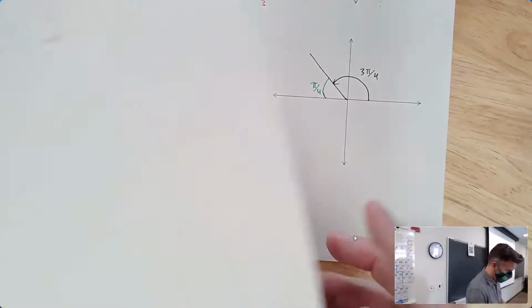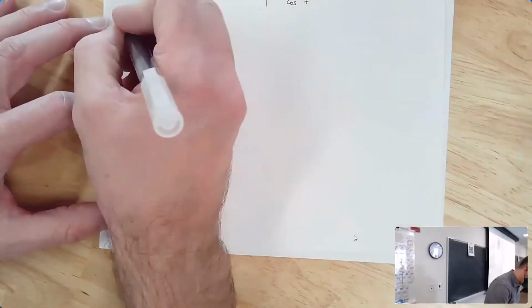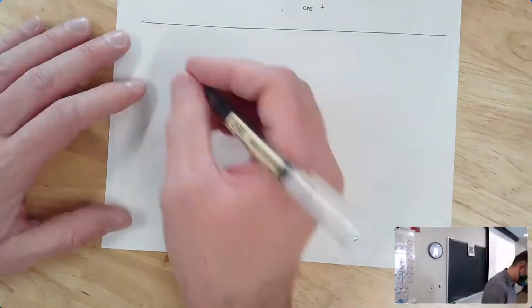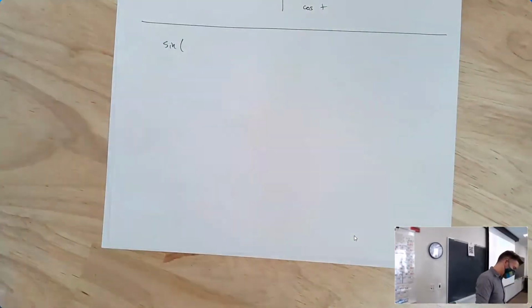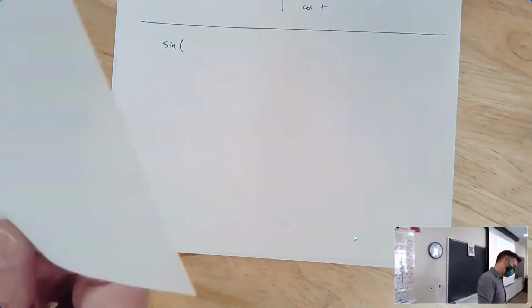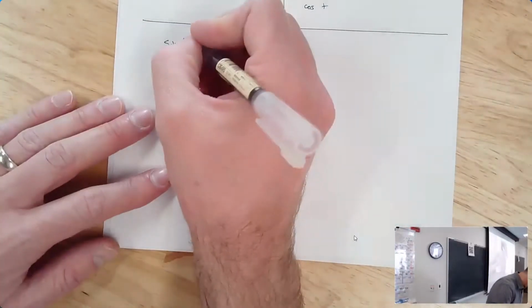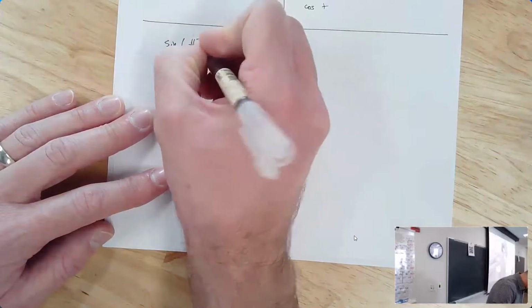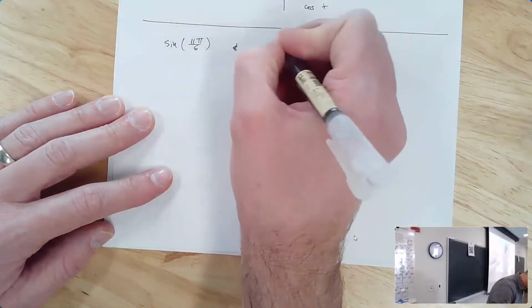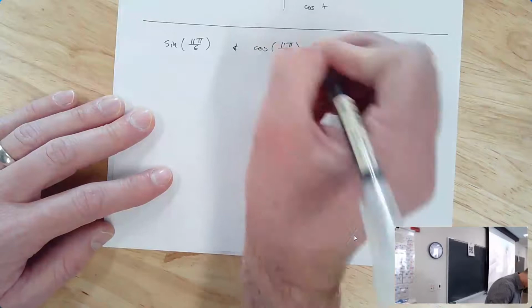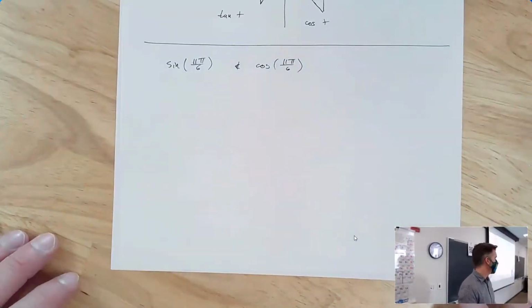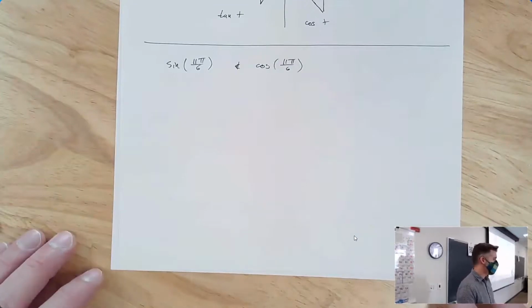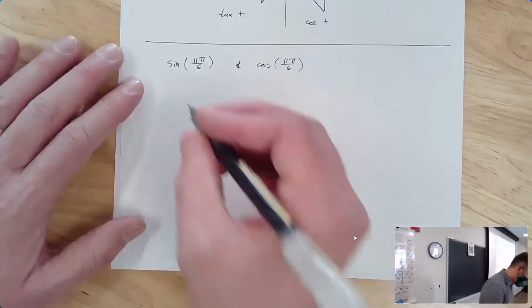Let's do another one. Let's do sine of 11 pi over 6 and cosine of 11 pi over 6. 11 pi over 6 is pretty close to 2 pi. Right, we're almost at 2 pi. We're probably in which quadrant? We're definitely in quadrant 4.